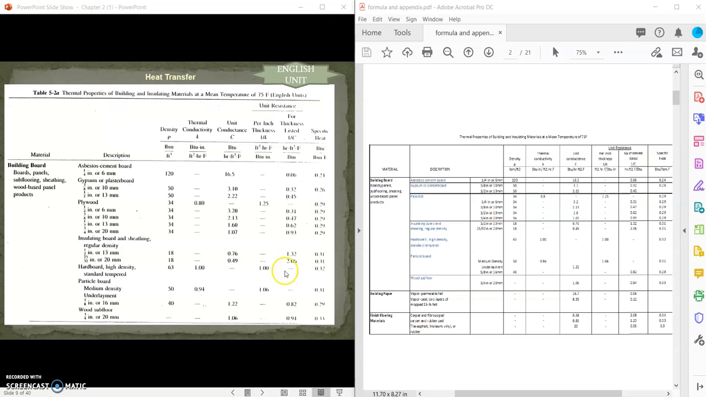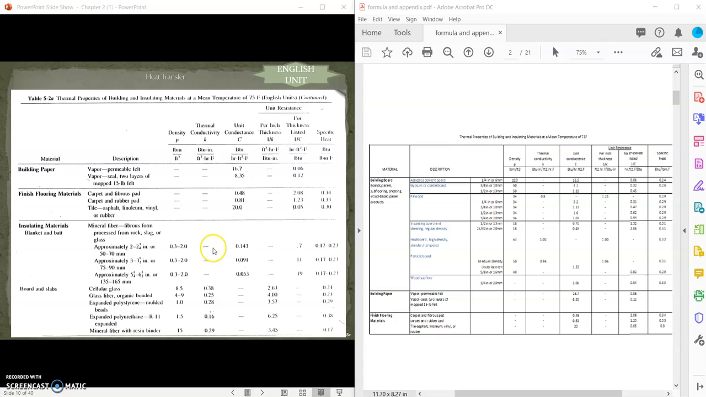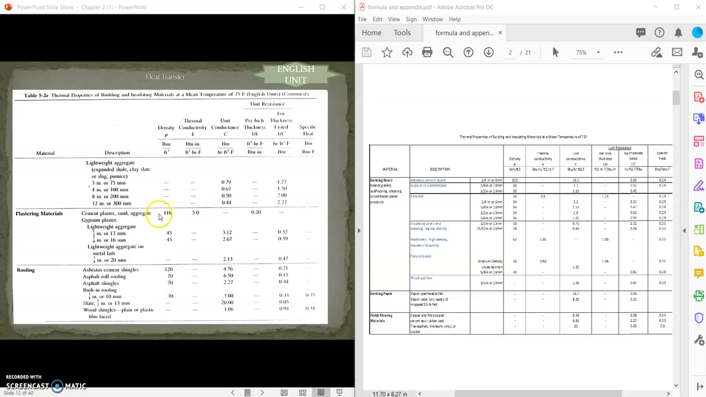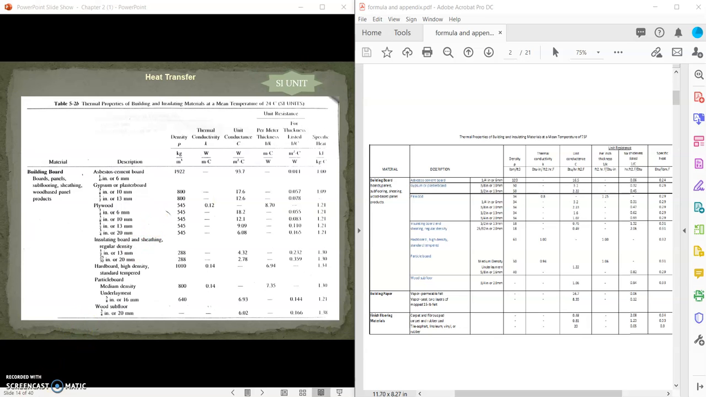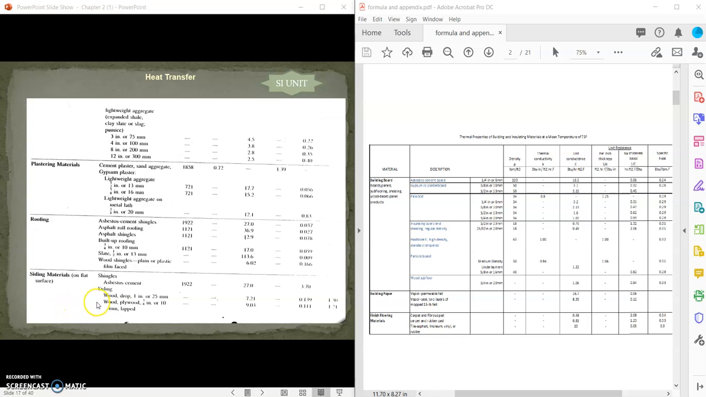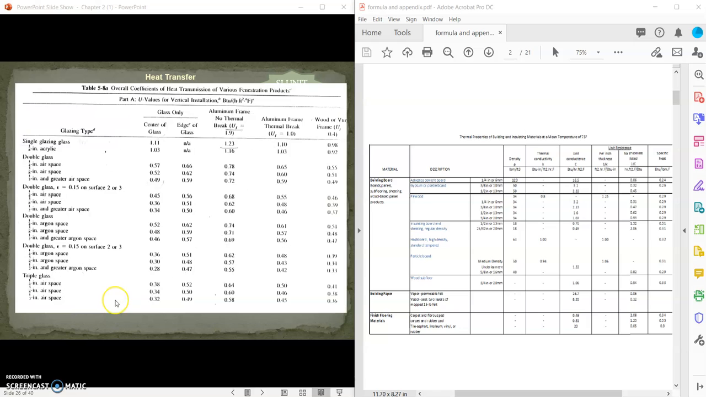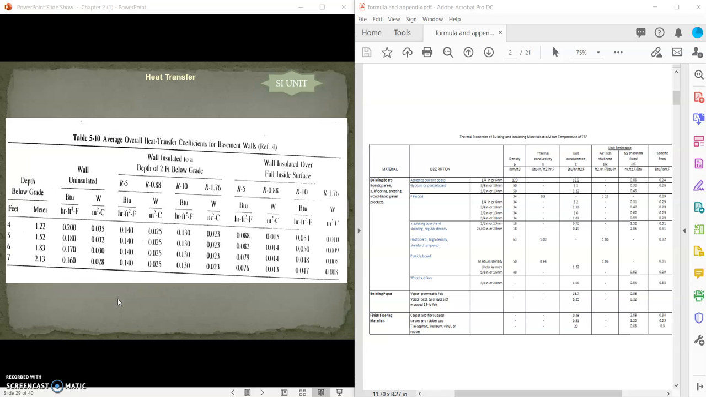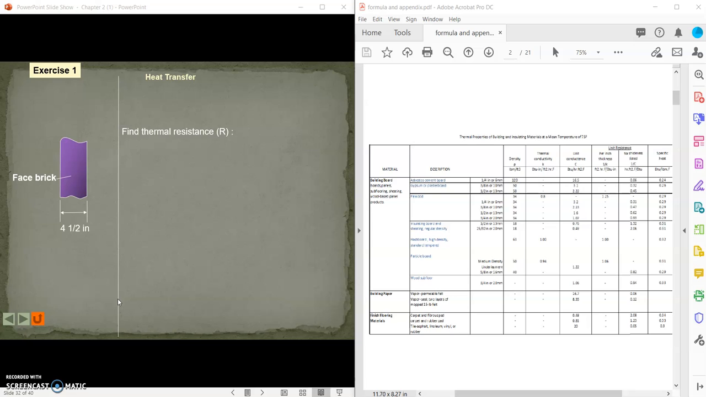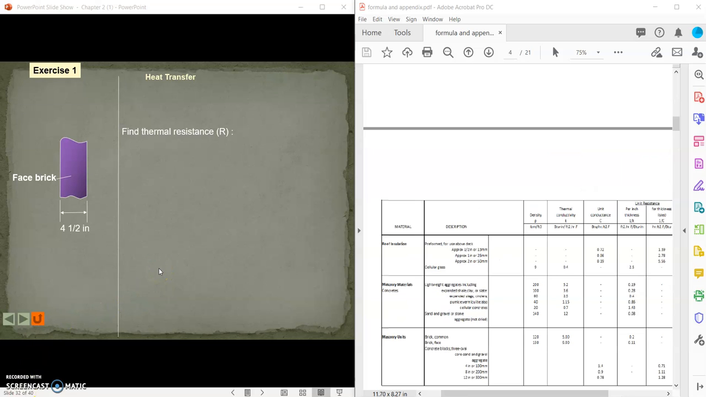I just split it for the building board here, building papers here, and finishing floor material. You can look properly in the table. So let us begin with the question. Now there is the first case study, which is exercise 1.